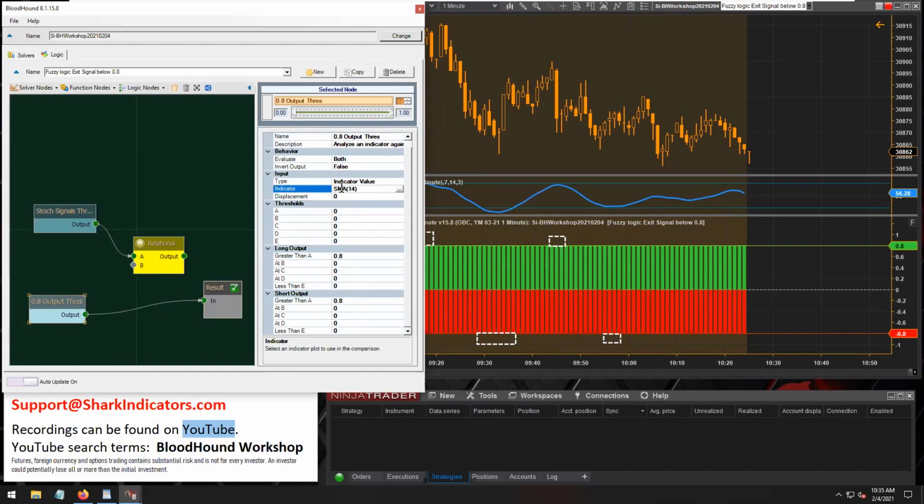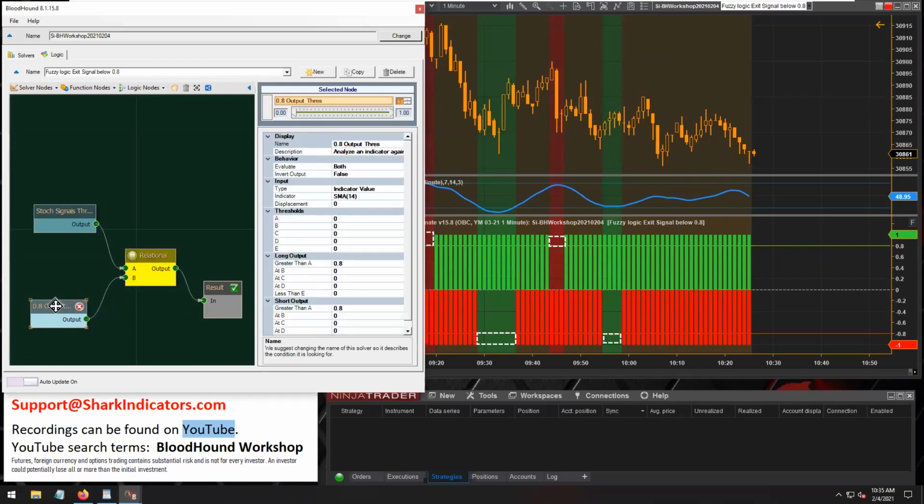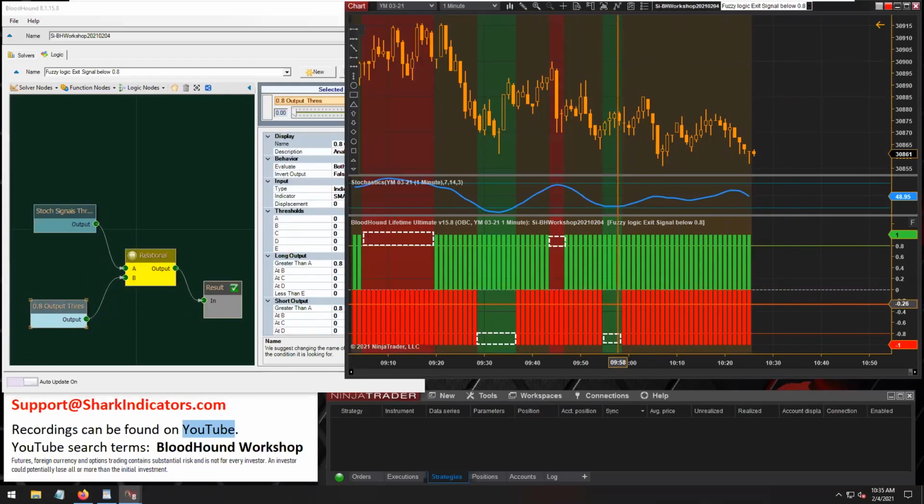So now our SMA always has a value greater than 0. If we read the output, it says greater than A. Is the value of the SMA going to be greater than A? And if A is left at 0, then yes. Your moving average is always going to be greater than 0. So our two outputs are like that. Now if I connect that into the relational node, there we go.